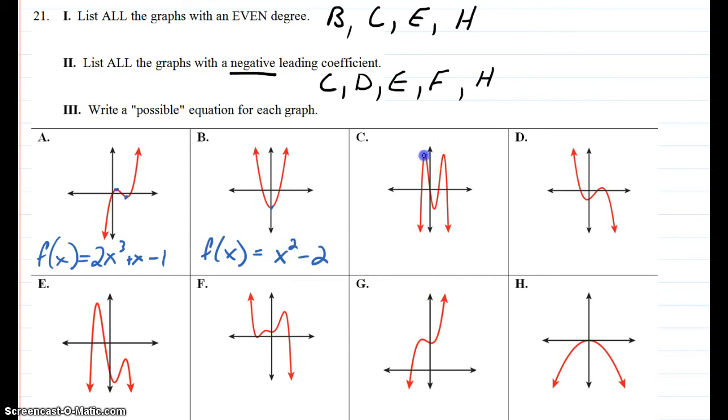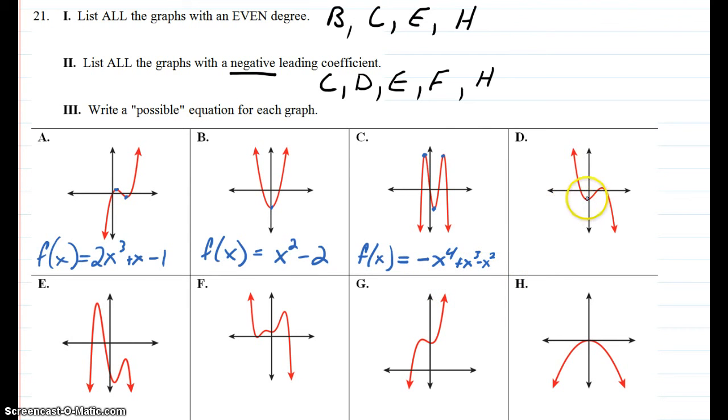So now we have something with 1, 2, 3 turns. So if I had 3 turns, that means the degree is going to be 4. So again, something generic, but also you know how it's opening. So it's going down, so it would have to have a negative x to the 4th. And then after that, I really don't care too much. Plus x cubed minus x squared, blah, blah, blah. Doesn't matter. The main thing is the negative, and you have the x to the 4th.